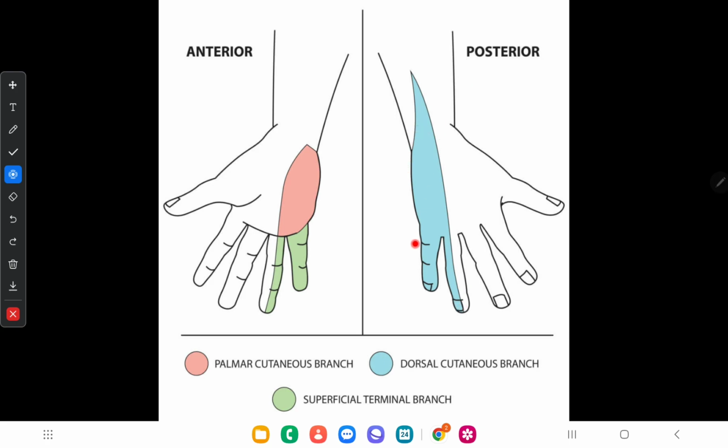In the dorsal aspect, it is the dorsal cutaneous branch. In the palm aspect, it is the palmar cutaneous branch and superficial terminal branches. You have to remember, in both palmar and dorsal aspects, 1.5 fingers are supplied by the ulnar nerve. But for the rest of the hand, in palm aspect and dorsal aspect, the supply varies.